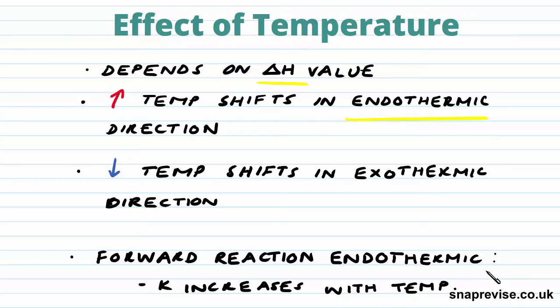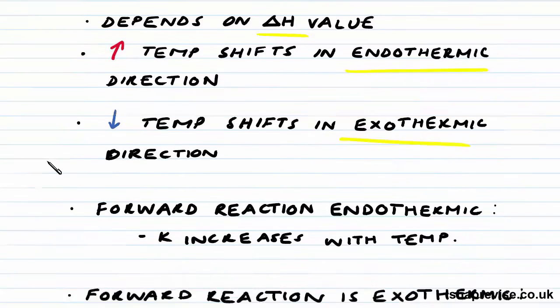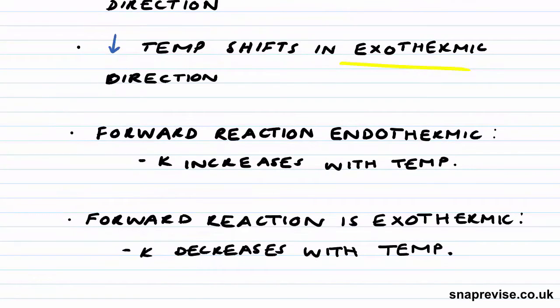direction. Now, if our forward reaction is endothermic, the value of K will increase with temperature, driving the equation to the right-hand side, to the endothermic side. And if the forward reaction is exothermic, K will decrease with temperature, driving the reaction to the left-hand side, to the endothermic side. So temperature is the only factor affecting our rate constant.